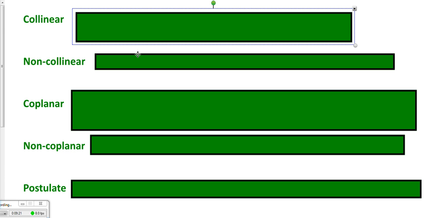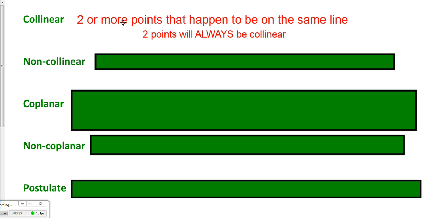All right, let's go over a couple more terms. Collinear: two or more points that happen to be on the same line. So 2 points will always be considered collinear. If I have 1 point here and 1 point here, I could, if I wanted to, draw a line that will go through those two. Because I can draw a line that's going to go through both of them, those would be considered collinear. If I had a point here, and a point here, again, those would be collinear because one line will go through all three of them.